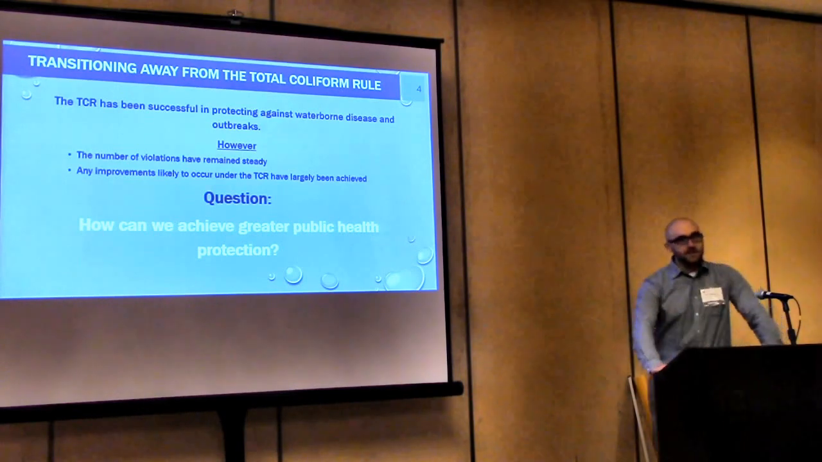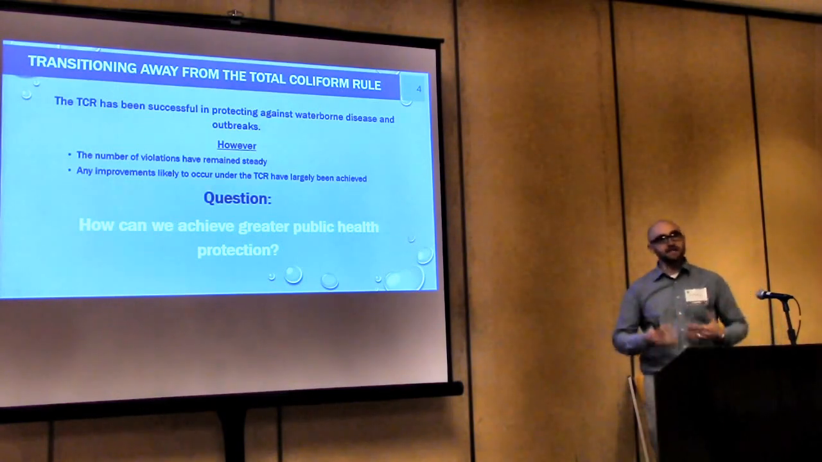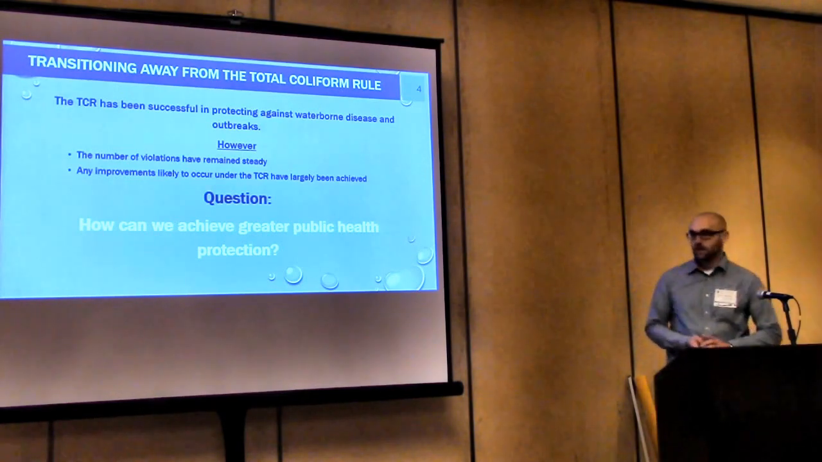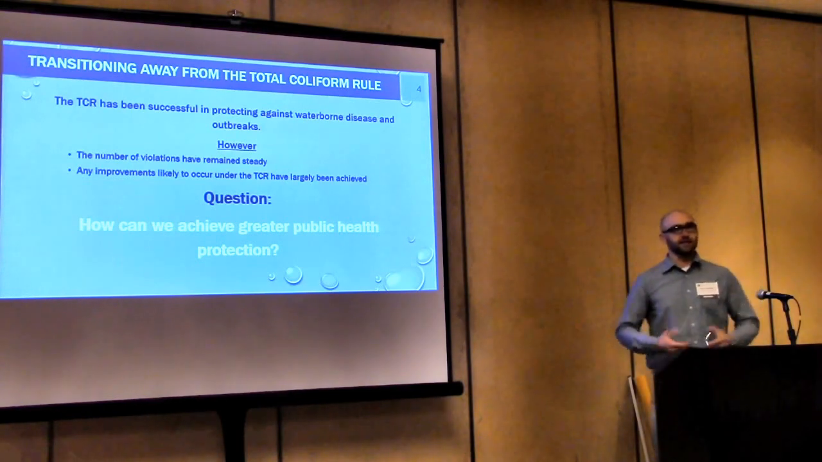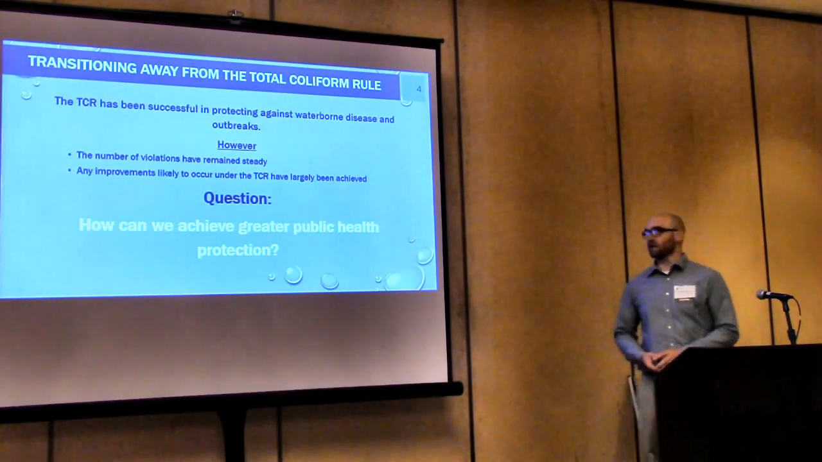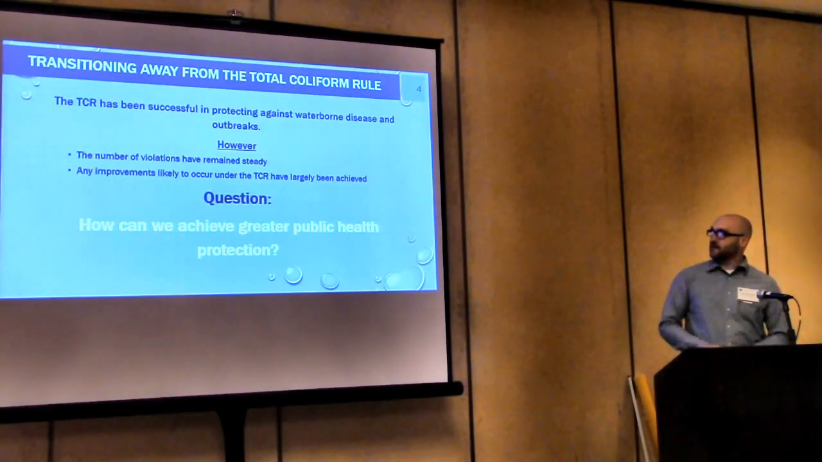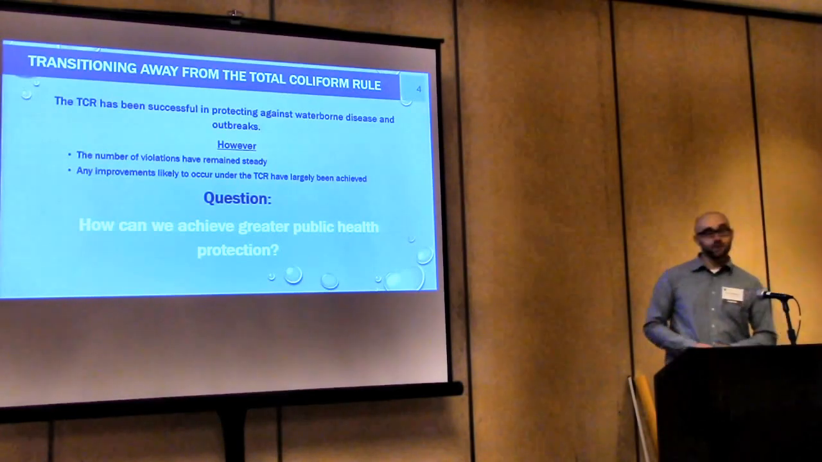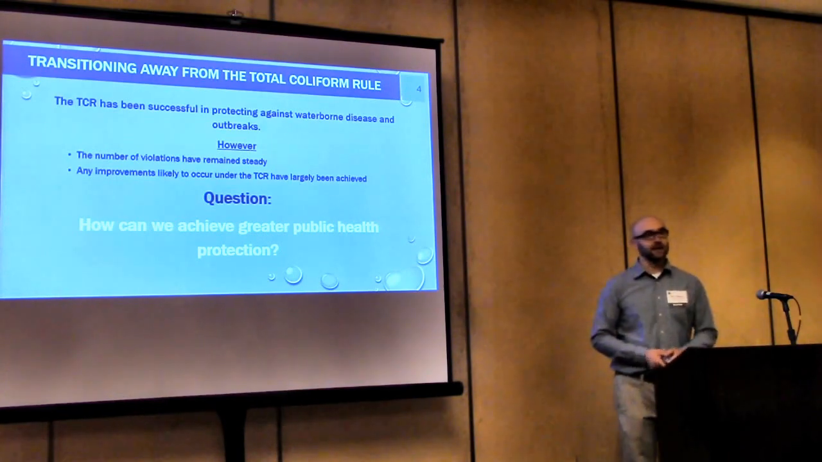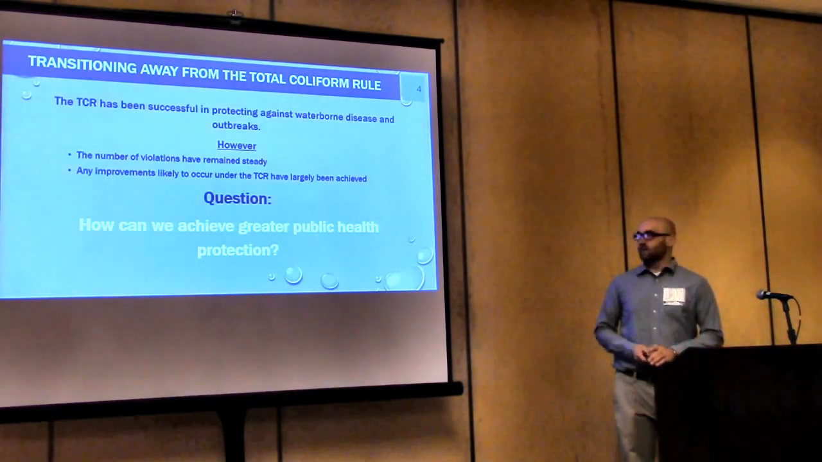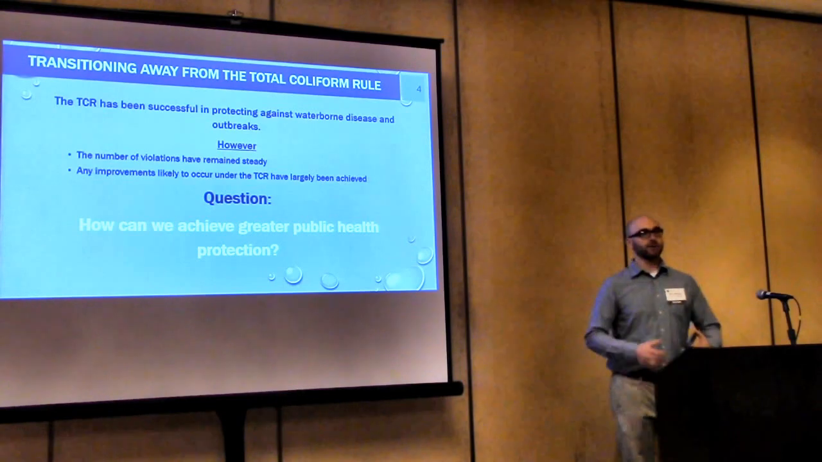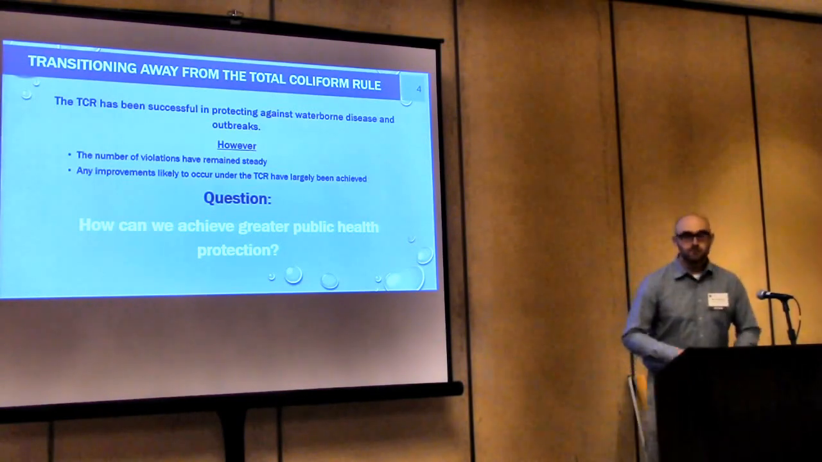So every 6 years, the EPA is required to reassess their primary drinking water standards and take a look at what they're doing and see how it's working and how they can improve it. So they've decided the TCR has been successful in protecting public health and protecting against waterborne diseases. But they were wondering, what can we do? How can we ratchet this up? How can we make things a little better?